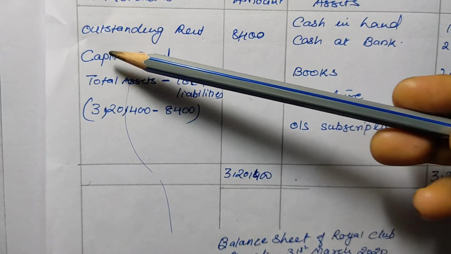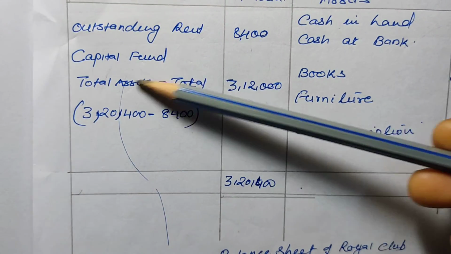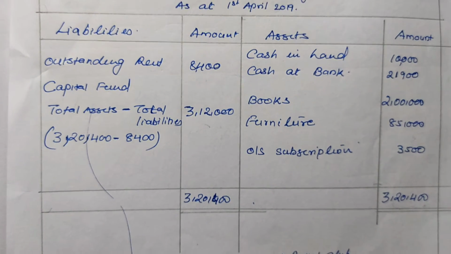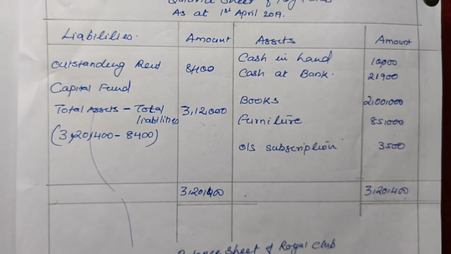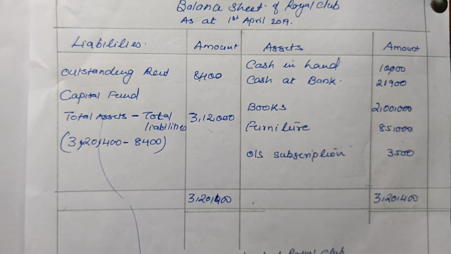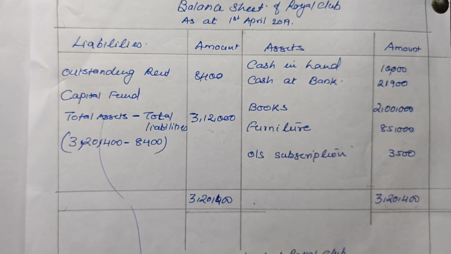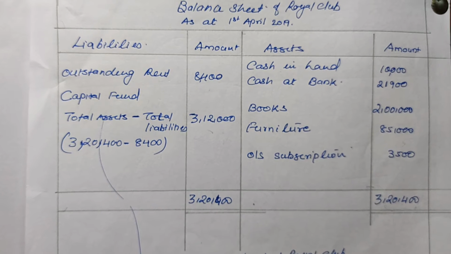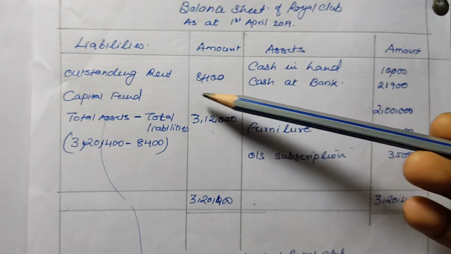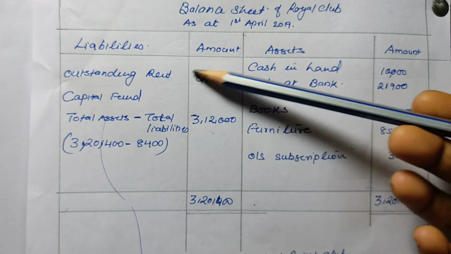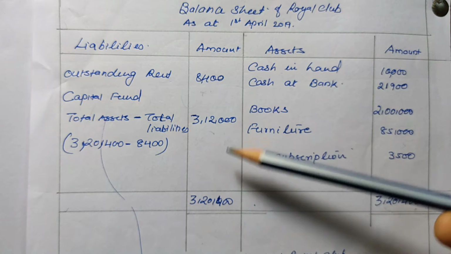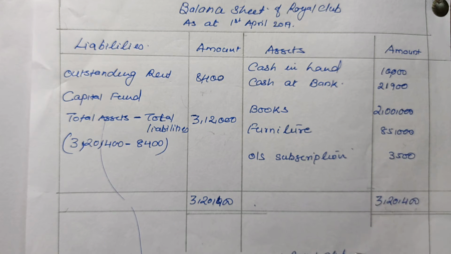What is the purpose of preparing the opening balance sheet? To find out the capital fund. So in this way we have to prepare the opening balance sheet. We'll transfer the opening cash balance and all the assets from the adjustment, and the outstanding subscription and prepaid expenses of the beginning of the year will be recorded on the asset side. Outstanding expenses and advance income of the beginning of the year are recorded on the liability side, and we'll find out the capital fund. Okay, now let's see the closing balance sheet.